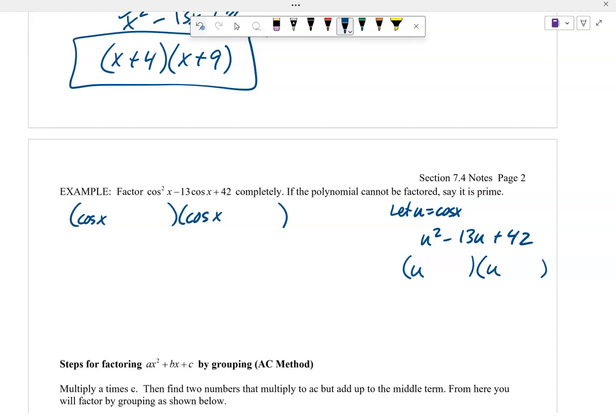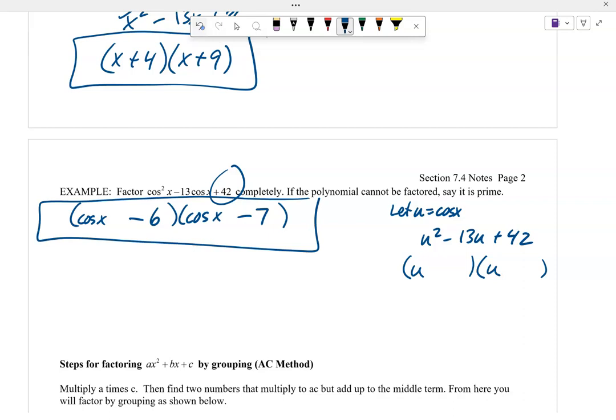And then you say, well, what are factors of 42? 1 and 42 is not going to work. 2 and 21 is not going to work. How about 6 and 7? Oh, that'll work. And it's got to be a positive times a positive to give you 42, or a negative times a negative. And hopefully you recognize it's a negative times a negative. And if not, you try it and you check it. So this will work out for you. Again, make sure you check it.